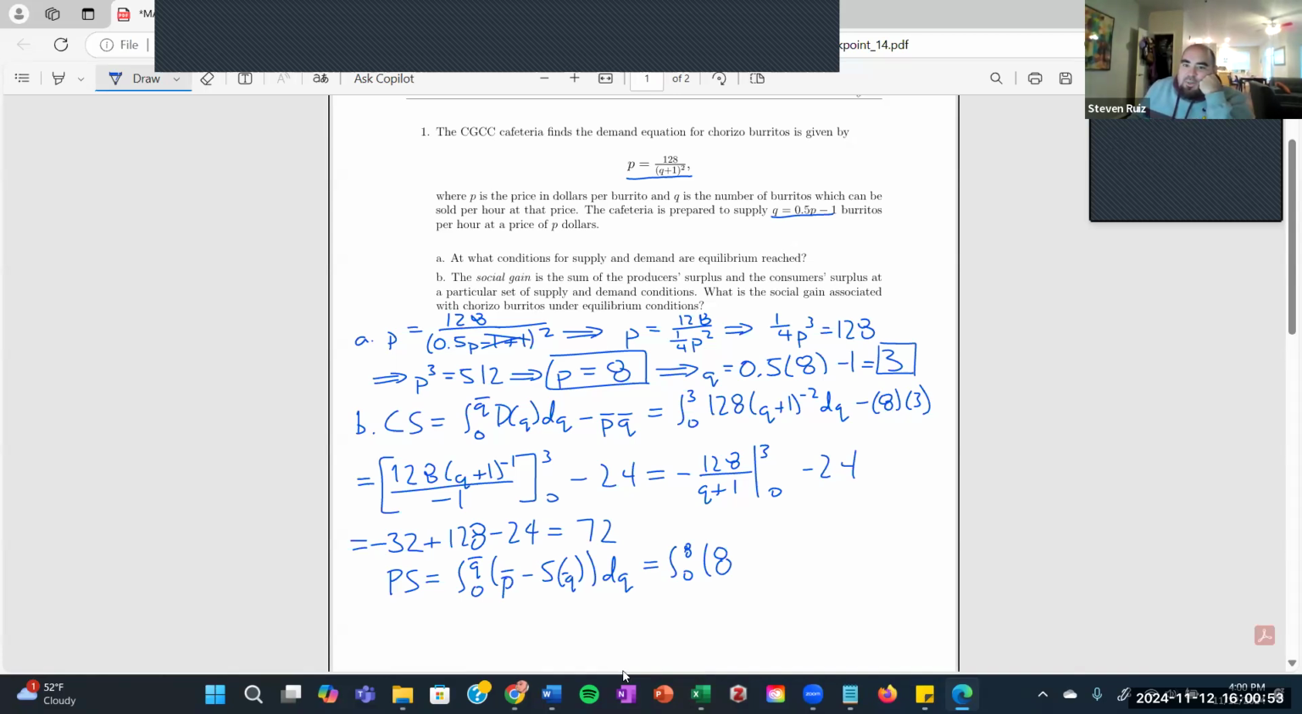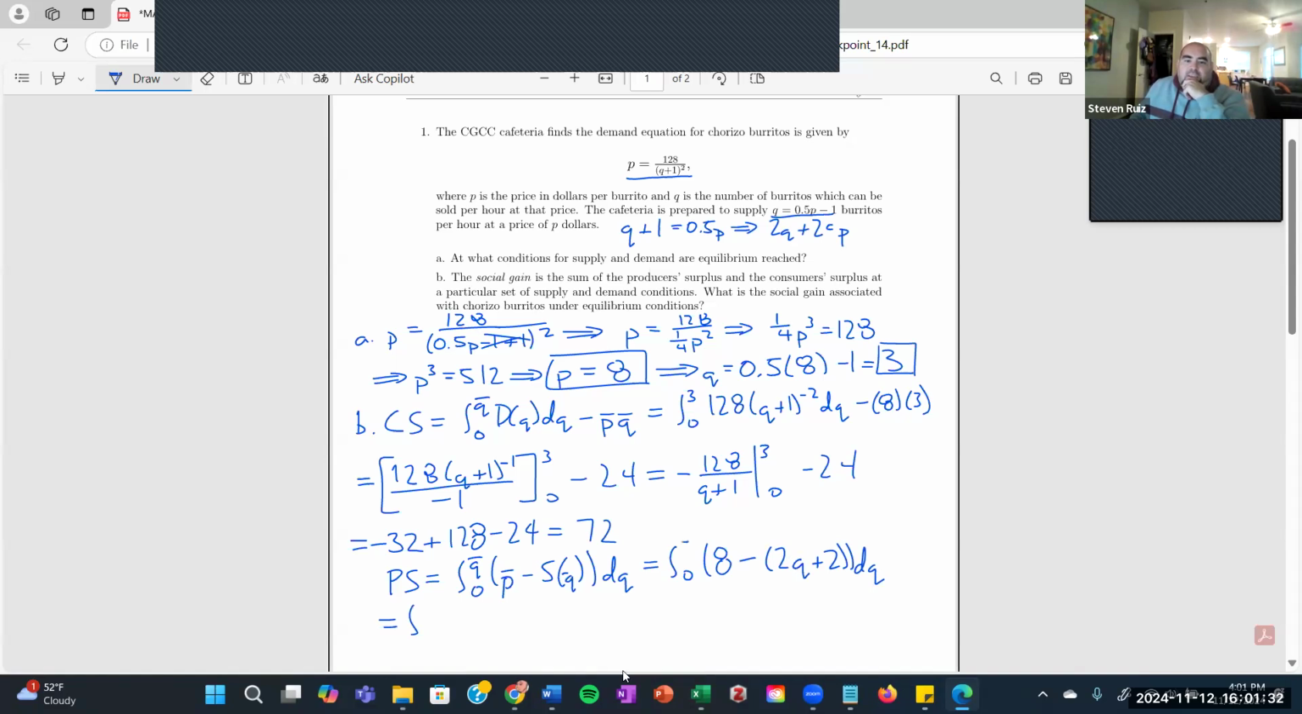So let's solve this equation here for P. So let's move the 1 over. Q plus 1 equals 0.5 P. Multiply both sides by 2. I get 2Q plus 2 equals P. So that's what I want for the rest of this. 8 minus 2Q plus 2 dq. All right.